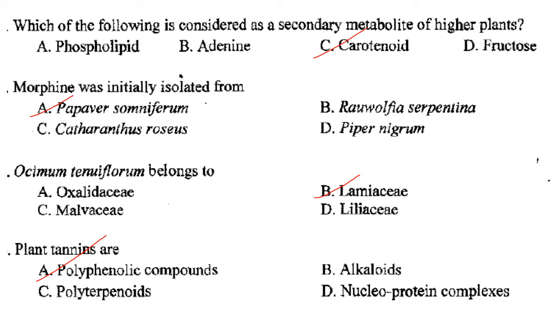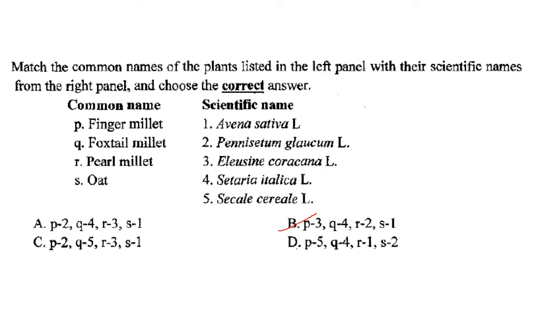Answer is option A. Then match the common names of the plants listed in the left panel with their scientific names from the right panel. Choose the correct answer. So finger millet. Finger millet is Eleusine coracana. That is option P3. Foxtail millet, it is Setaria italica, Q4. Pearl millet is Pennisetum glaucum, L.